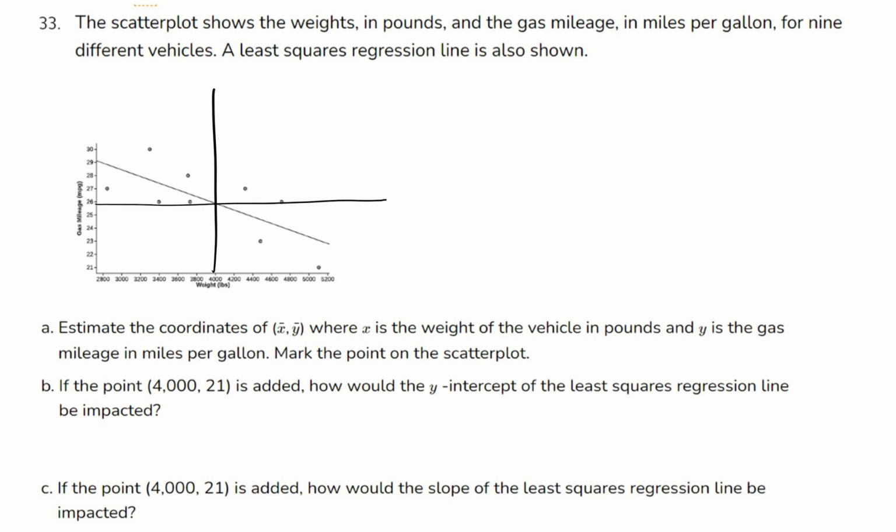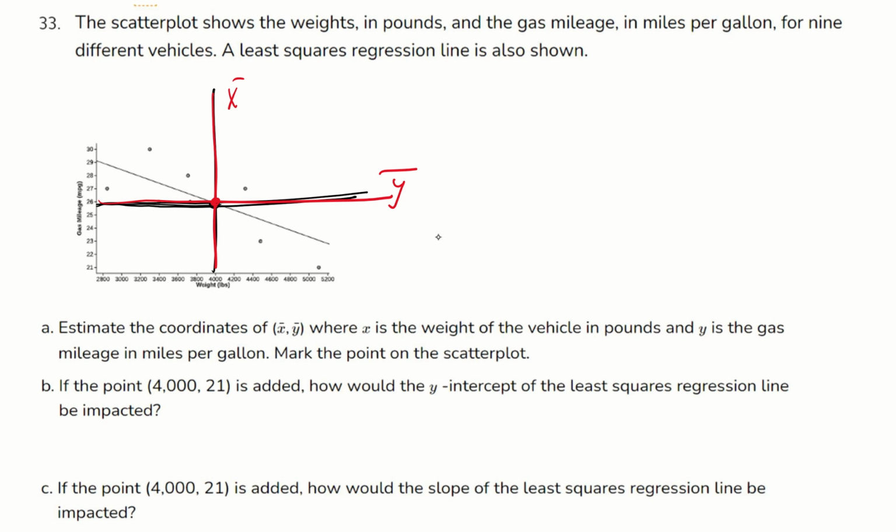maybe like around here is the average. So we're just kind of going to guesstimate maybe 25 and a half or 26. And they say to mark the point on the scatter plots. We'll just kind of mark it here in red, X bar, Y bar. That seems to be about the halfway point, right? If you look at the data.